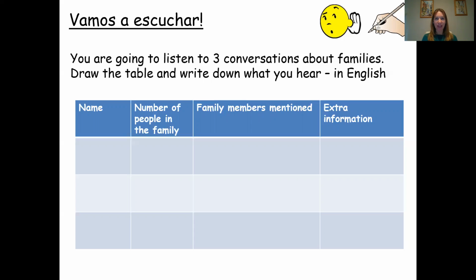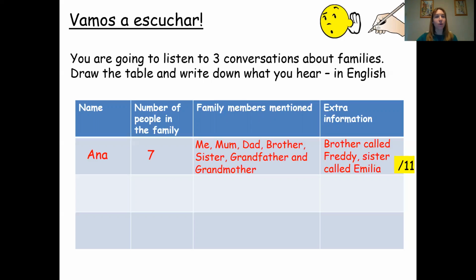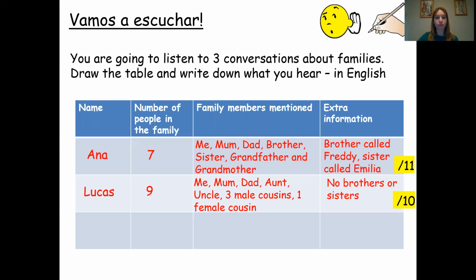Muy bien. Hopefully you've got all of that now. Let's look at the answers. So the first one was Anna, 7 people in her family. She says yo, which means me, mum, dad, brother, sister, grandfather and grandmother. And the extra information was she has a brother called Freddie and a sister called Emilia. Give yourself a mark out of 11 for that one.